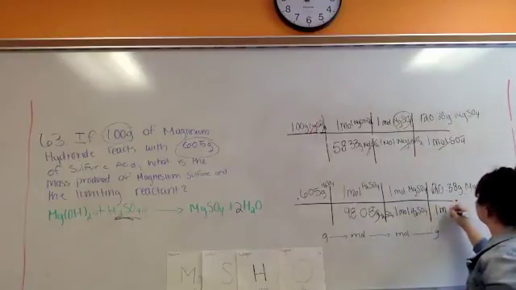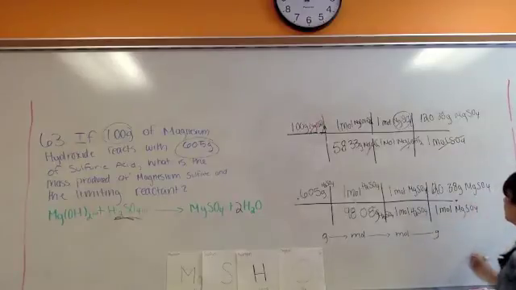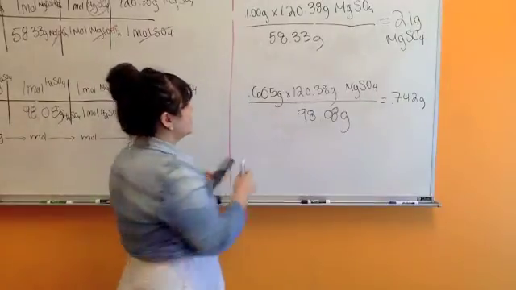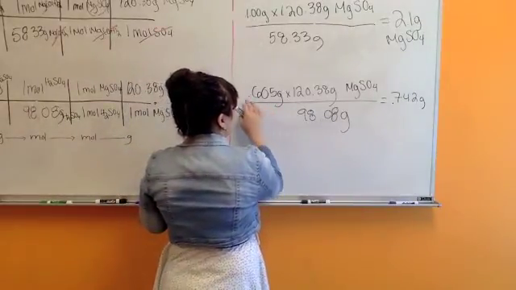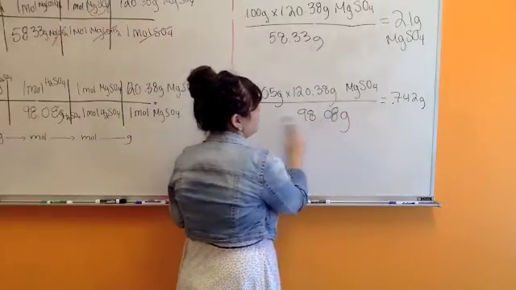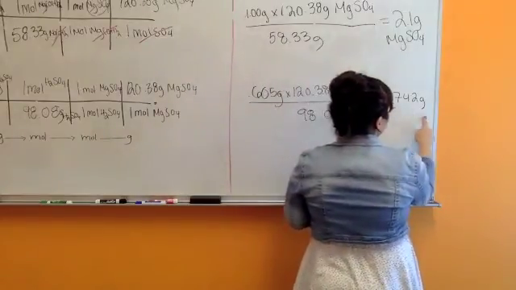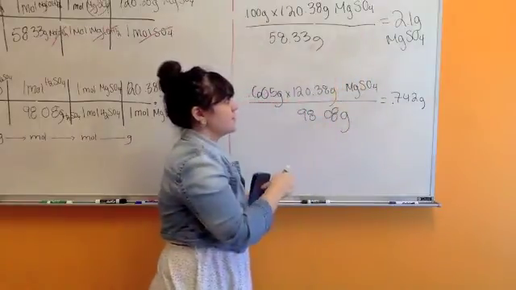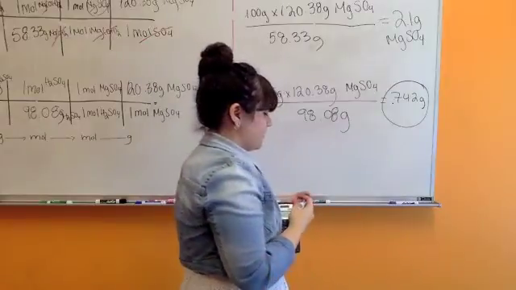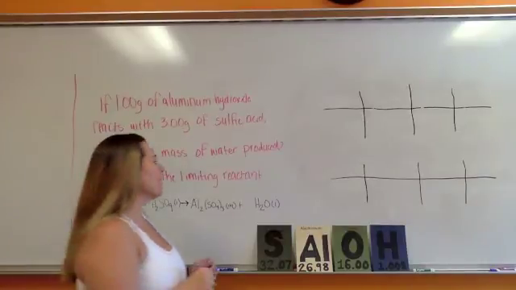Over 1 mole of magnesium sulfite. And then you're going to plug and chug. So you're going to plug and chug the 0.605 grams times 120.38 grams of magnesium sulfite divided by the 98.08 grams, and you will get 0.742 grams, and then you're going to compare the two, and you realize this is smaller, so this is your limiting reactant, which is sulfuric acid. Okay, so this is my limiting reactant problem.